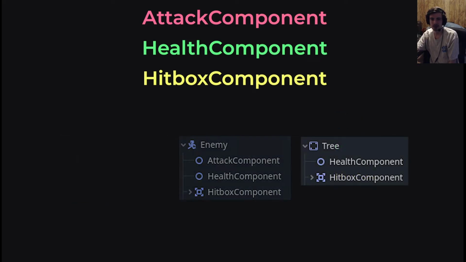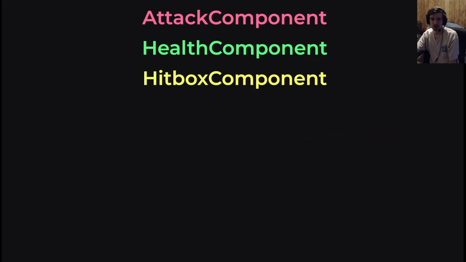You can attach them to any node that you feel needs these components. So for example, let's say we bring in a bullet. Well, for the bullet, we want an attack component, but we also want a hitbox component. It doesn't matter how much HP a bullet has. If it hits something, it's going to destroy itself, so we don't need a health component. This is the basic idea behind composition. Let's go ahead and jump into Godot, and we'll build through a project where we use composition.